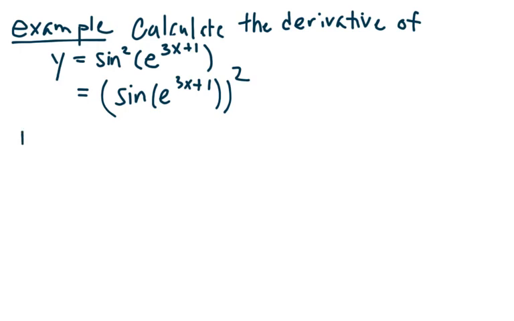Okay, so let's take this derivative. We have dy dx is equal to the derivative of the outer function, which gives us 2 times the quantity sine of e to the 3x plus 1.